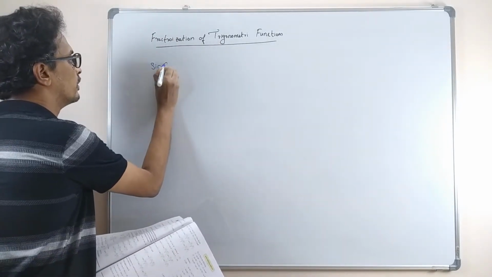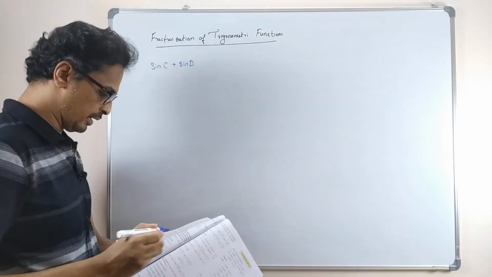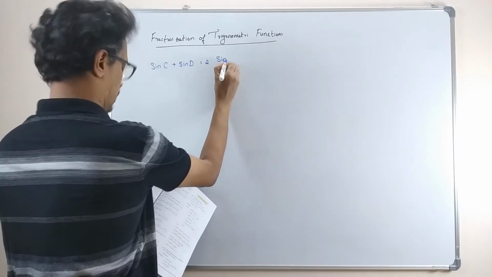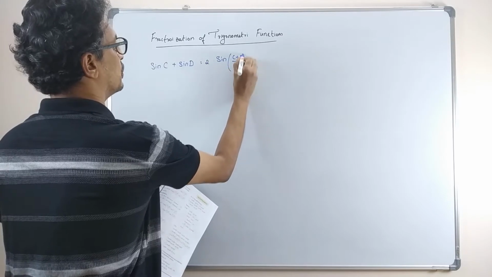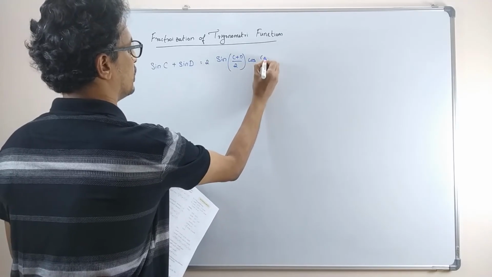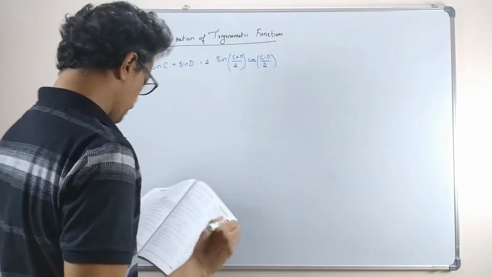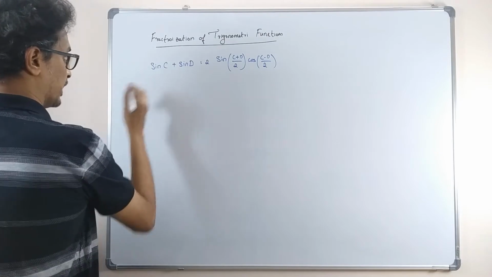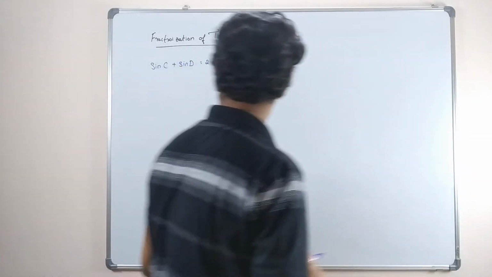Sine C plus sine D, the two angles, is equal to 2 times sine C plus D by 2 cos C minus D by 2. Okay. And then we have other formulas for sine C minus sine D. So let us first prove this one by one. Okay. Let us prove this.